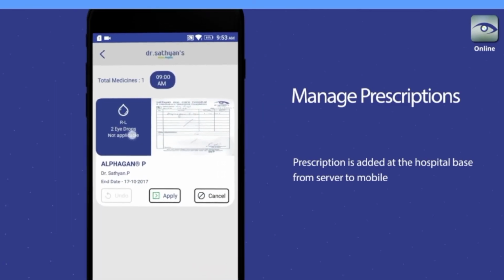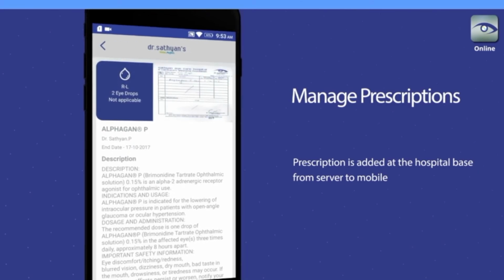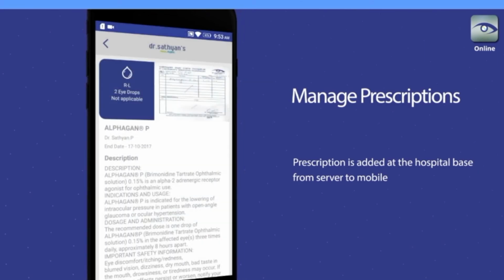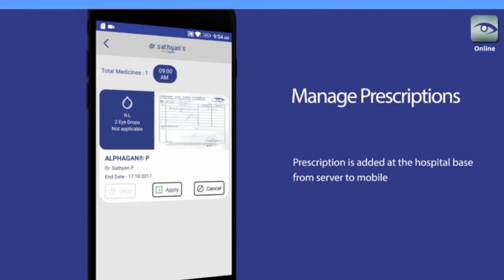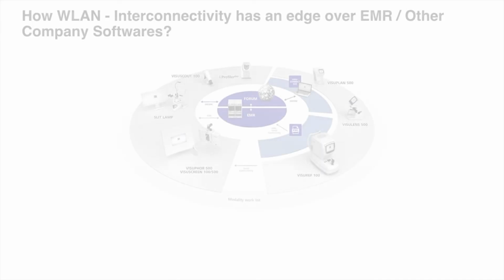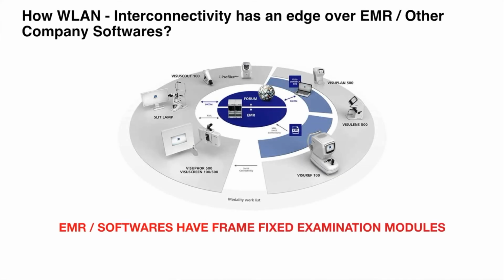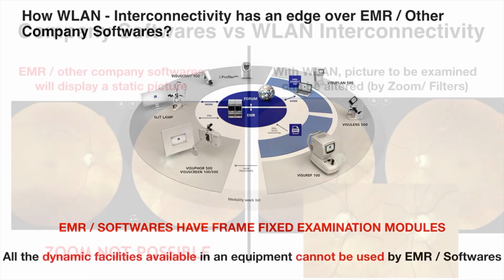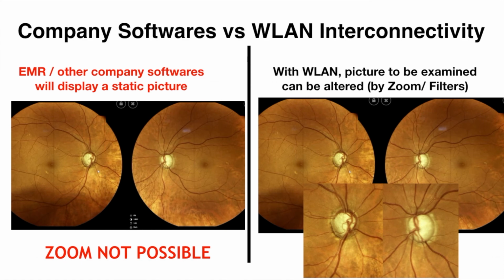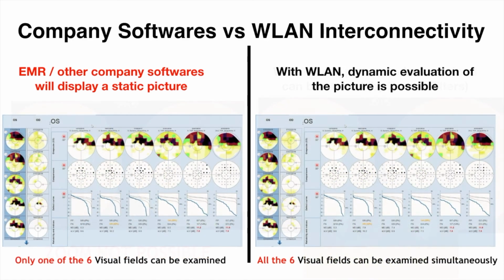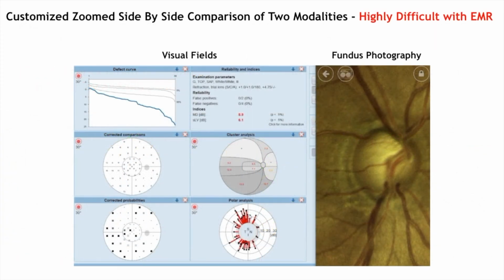All it takes extra is a good internet connection and a smartphone gadget from the patient's side, which is nowadays not difficult to find. LAN interconnectivity has an edge over EMR and other company softwares. This is because the dynamic facilities available in an equipment like zoom, selection of customized visual field chart for viewing, and side-by-side zoomed comparative examination are not possible with EMR.